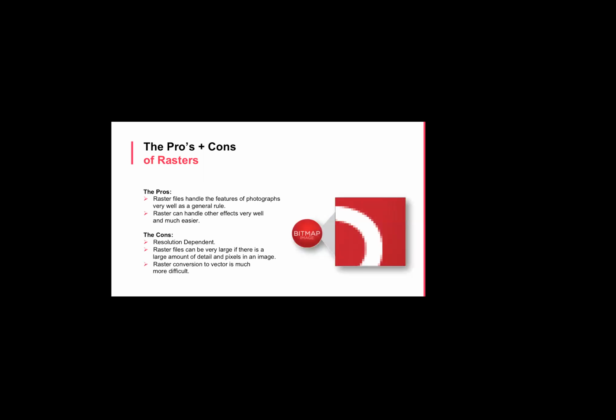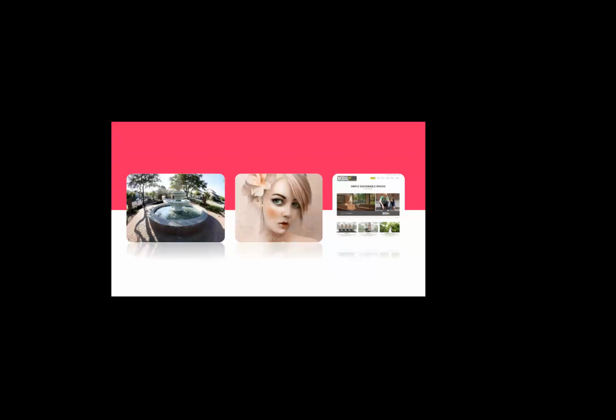There are pros and cons. So the pros of raster files: they can handle the features of photographs very well as a general rule. Raster can handle other effects very well and much more easily. The cons would be that it is resolution dependent, so you might have issues if you blow up something small and you obviously can see pixels. Also, the files can be very large if there's a large amount of detail and pixels in an image. And raster conversion to vector is much more difficult, so that's kind of a bad thing.